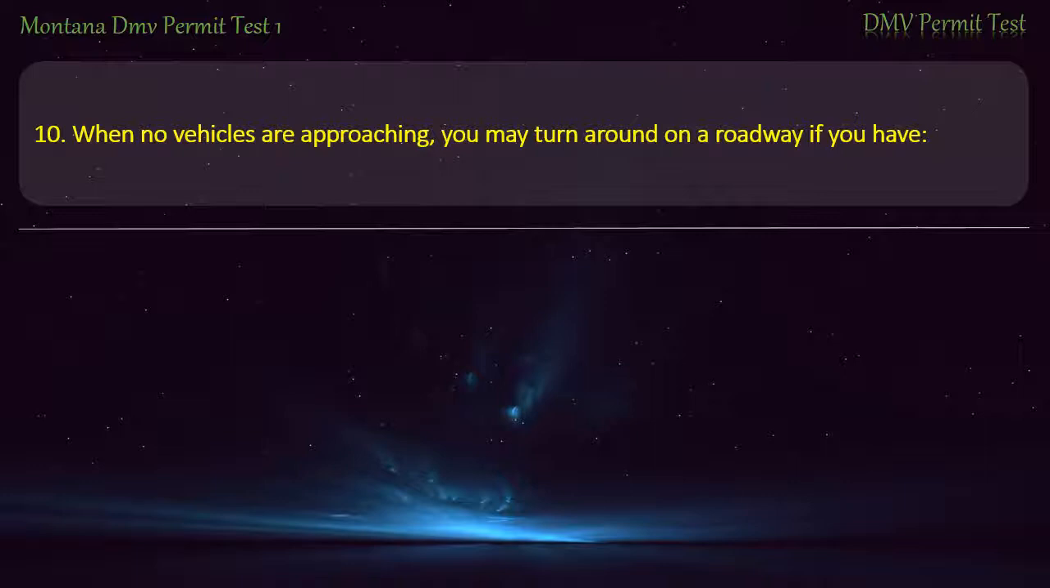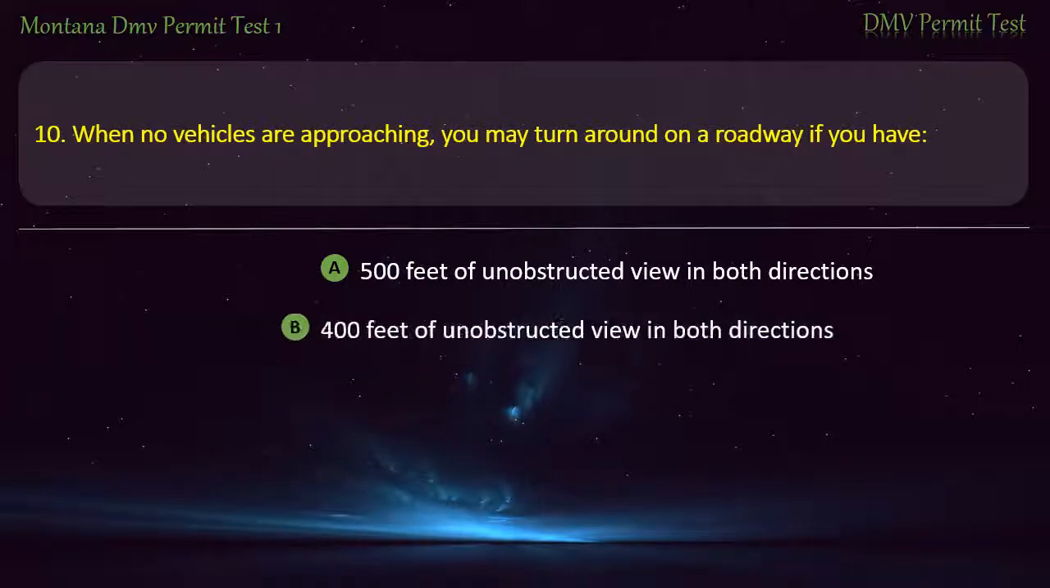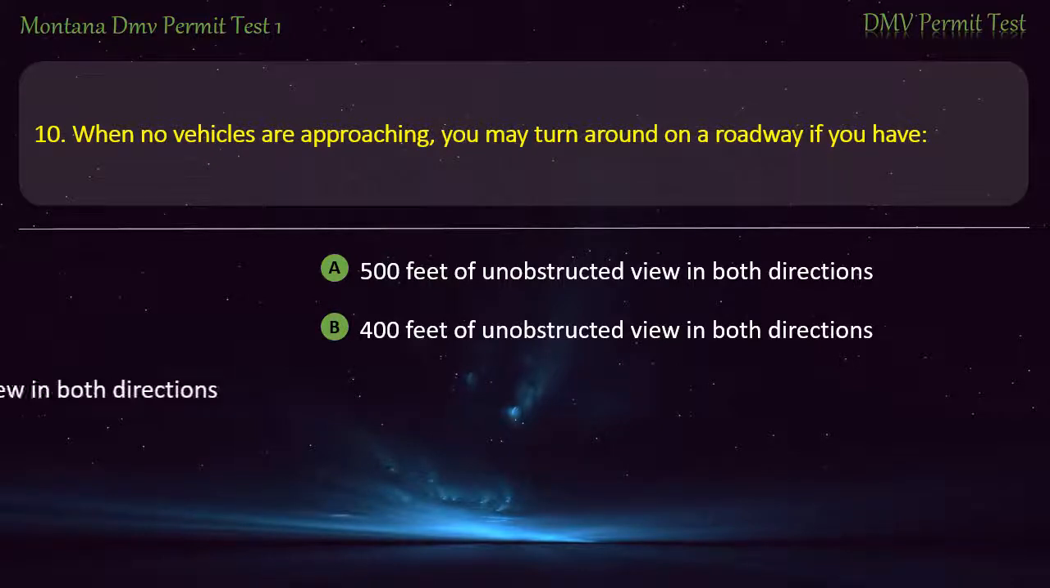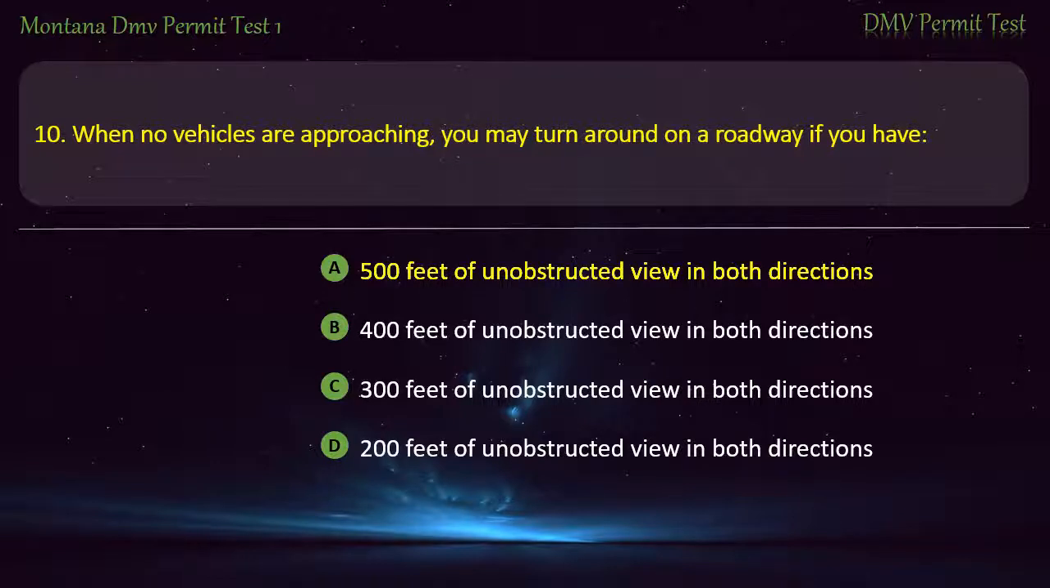Question 10. When no vehicles are approaching, you may turn around on a roadway if you have 500 feet of unobstructed view in both directions. 400 feet of unobstructed view in both directions. 300 feet of unobstructed view in both directions. 200 feet of unobstructed view in both directions. Answer. 500 feet of unobstructed view in both directions.